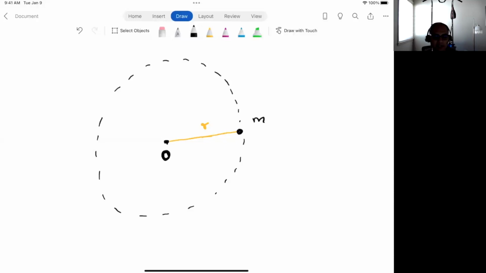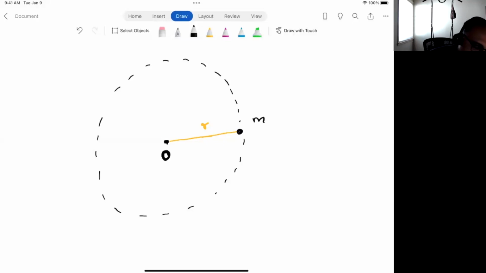Whenever you're talking about a moment of inertia, you have to specify what axis the object is rotating about. In our case, the axis is an imaginary line which is perpendicular to the plane passing through O, and m is rotating around that axis with radius r, right? So what is its moment of inertia?